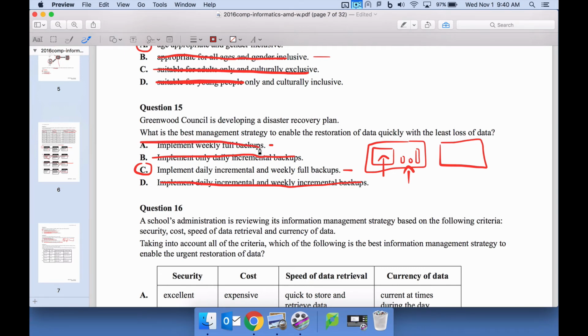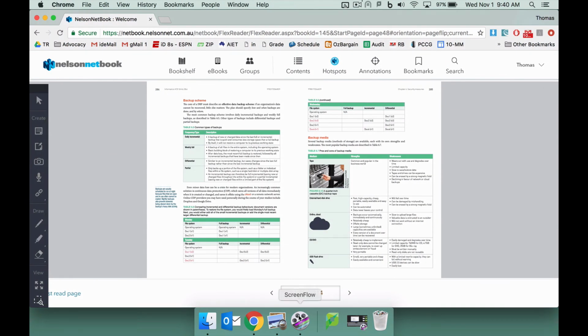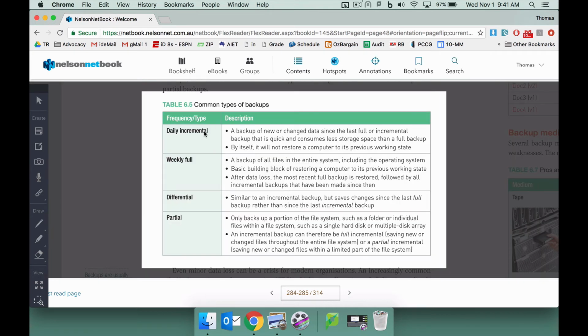You can read up more about this on what page of our book? 284 of our book. It's already there. So we have, probably this table is the most helpful. It explains the differences between daily, weekly, differential and partial backups. So it'd be a good idea to read up on those before the exam.